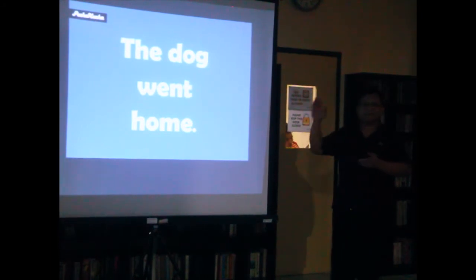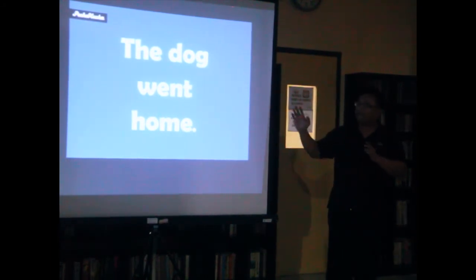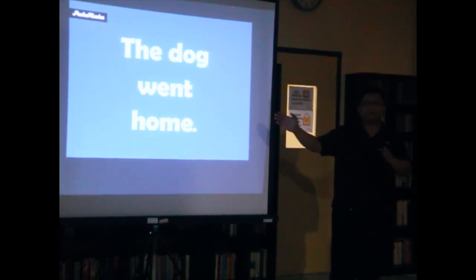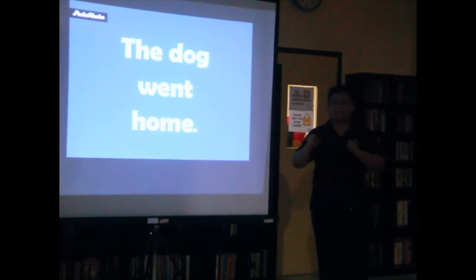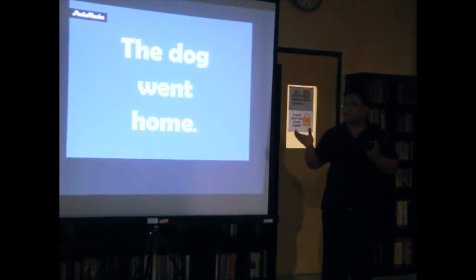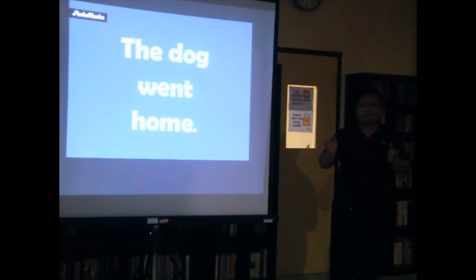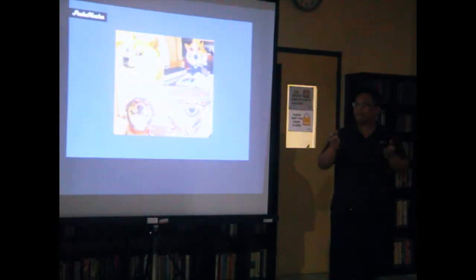So for example, this sentence, I did put a picture on it, the dog went home. We all understand this, though we don't have the context for it. We don't know what the dog is, or how it went home, or its home, or anything like that, right? But we have an understanding of this, which is sometimes what we do in math.